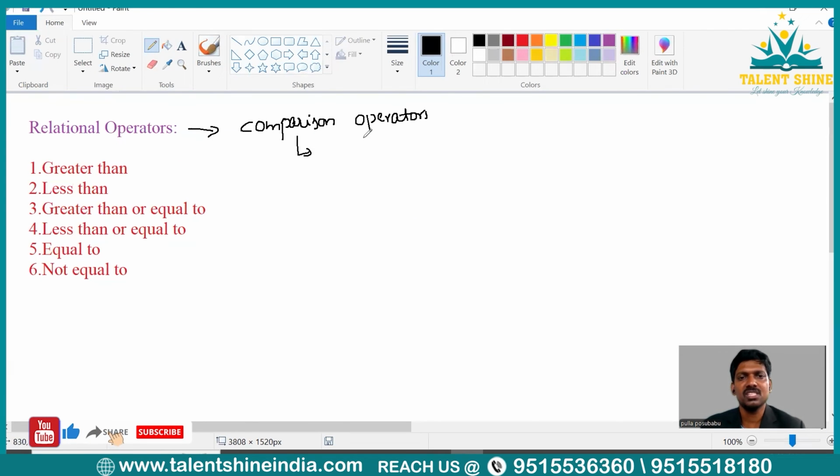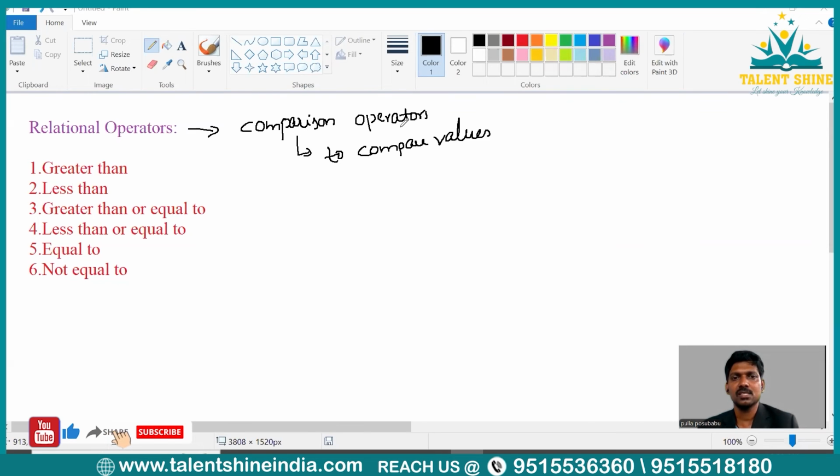What is the use of these comparison operators? These comparison operators can be used in order to compare values. So we can compare the values. I hope you could understand.